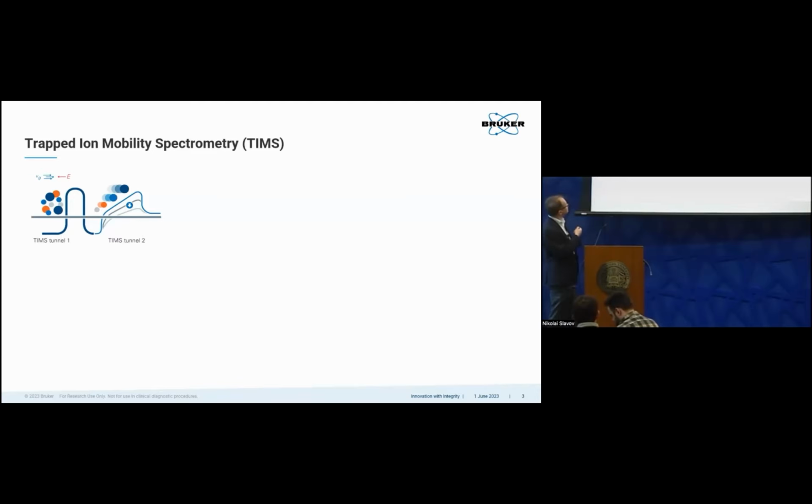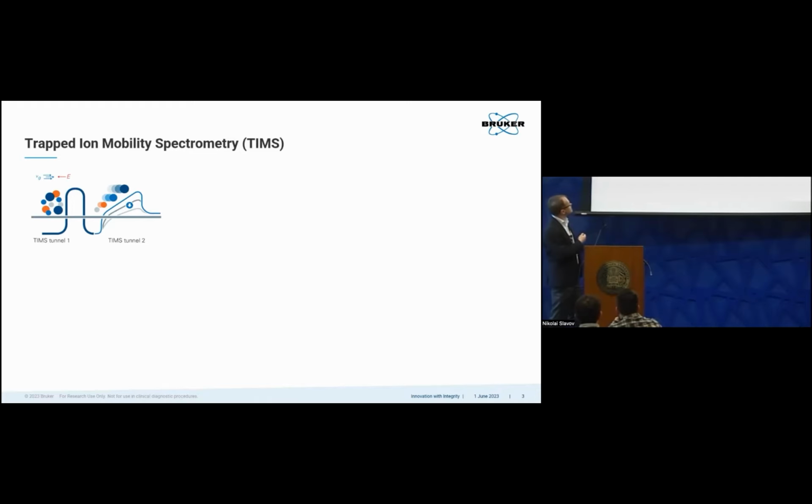We then transfer those ions through to the second TIMS analyzer, and what we're doing here is pushing the ions into an electric field gradient. You can see that represented by this slope here. We're pushing those ions into this electric field gradient using a constant gas flow, which is going from left to right here on the screen.